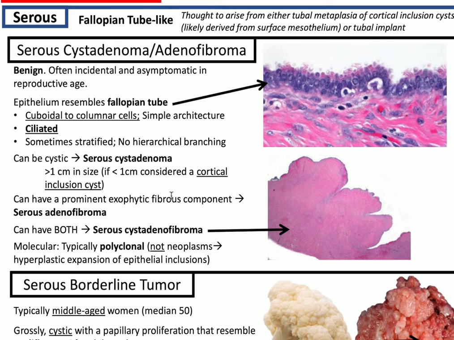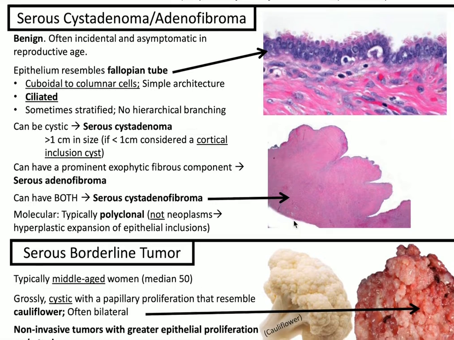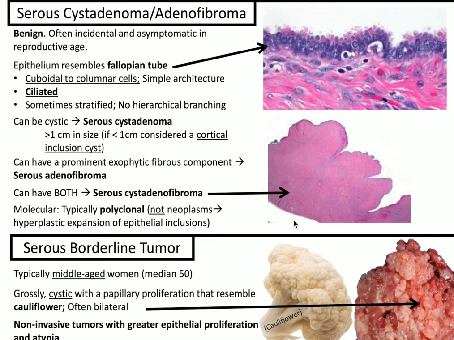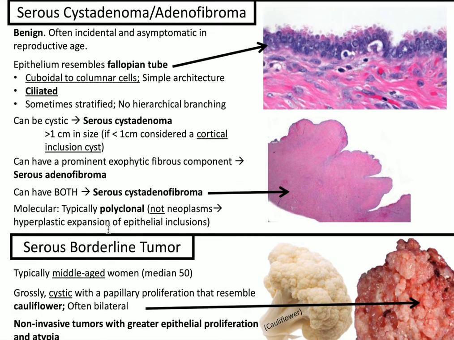And if you have a prominent fibrous component, you want to call it serous adenofibroma. If it's cystic, generally, then it's just serous cystadenoma. If it's both cystic and fibrous, it can be serous cystadenofibroma. And molecularly, it's typically polyclonal. It's not neoplasms, and it's a hyperplastic expansion of epithelial inclusions.